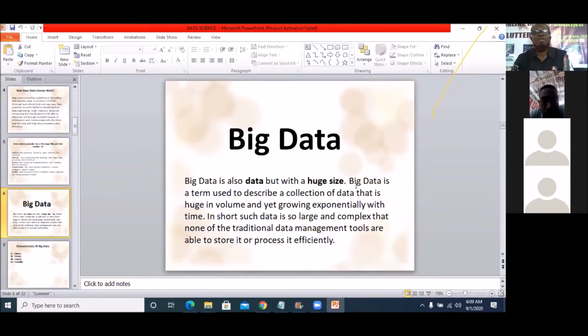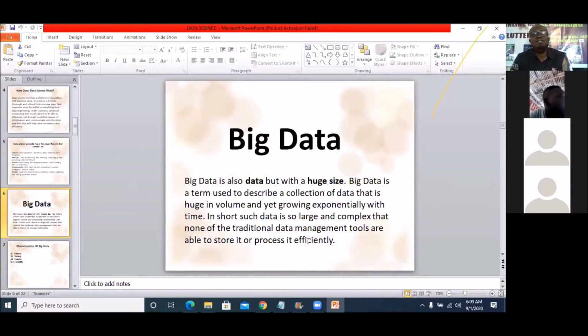Big data is a term used to describe a collection of data that is huge in volume and yet growing exponentially with time, growing every day. So whenever you have huge data that is growing every day, we call it big data. Is that clear? As a software engineer, you're supposed to know what big data is, and you should be able to differentiate it from the normal data that you collect. In short, such data is so large and complex that none of the traditional data management tools are able to store it and process it efficiently.